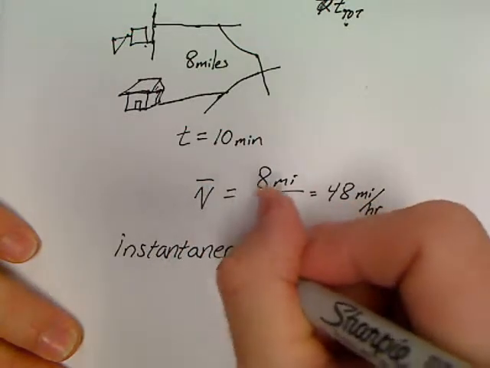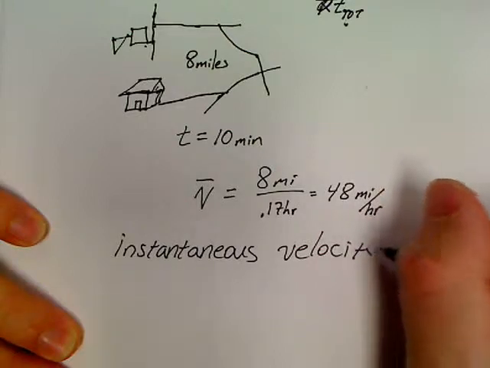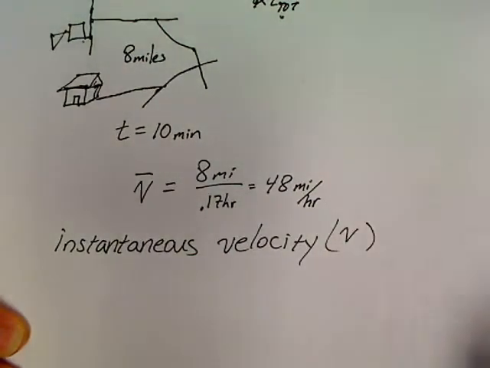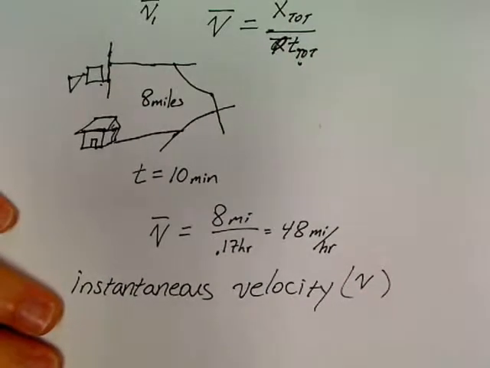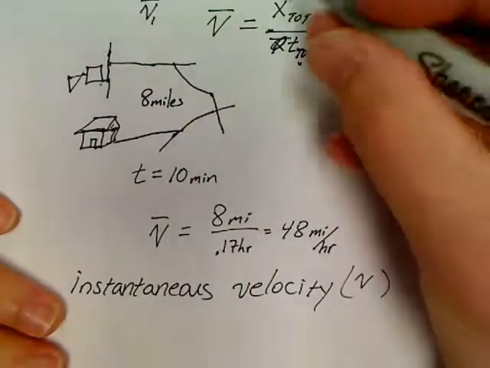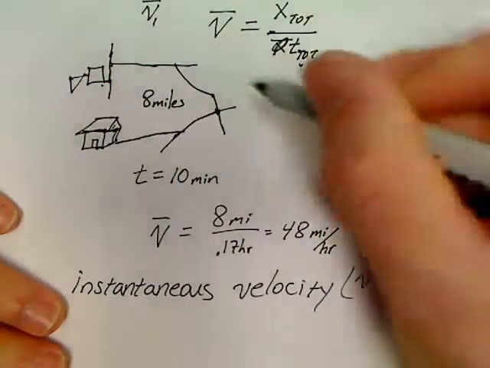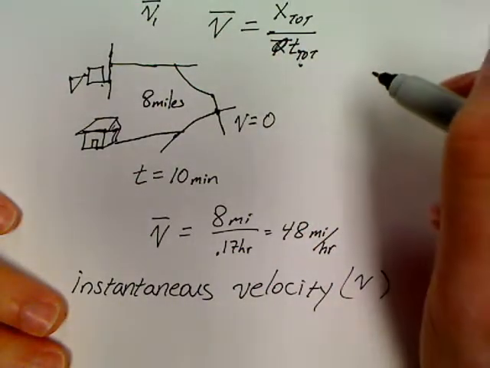Instantaneous velocity. Now, when I write instantaneous velocity, I'm just going to write V. Notice, I don't put a line over it. The best example I can give you of instantaneous velocity is this. Right here, there's a four-way stop at that location. My velocity right there, it's a 0.